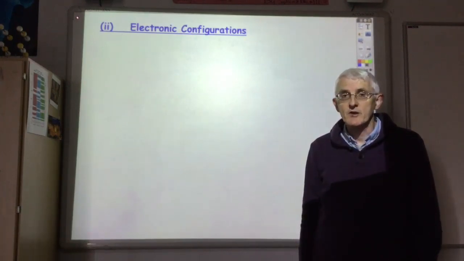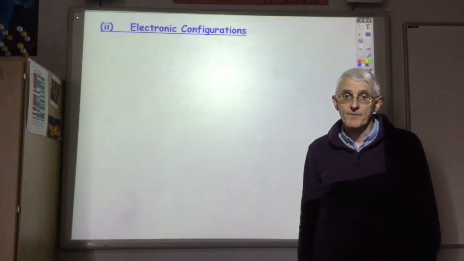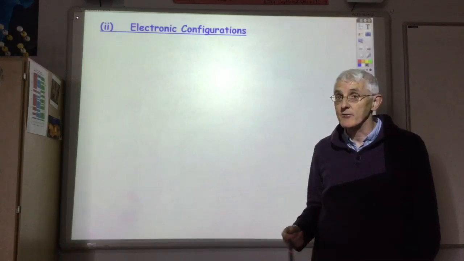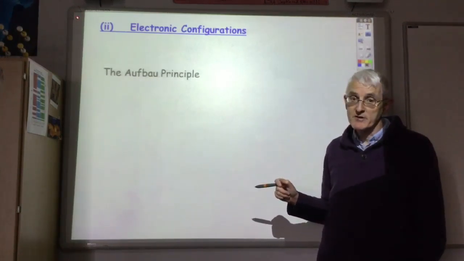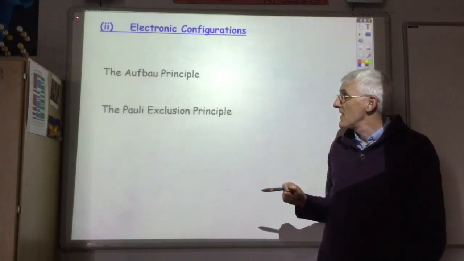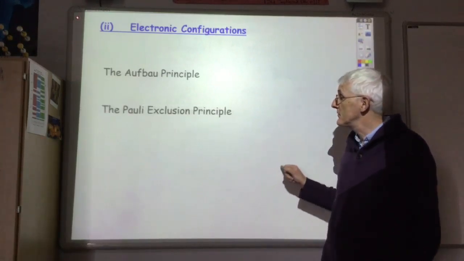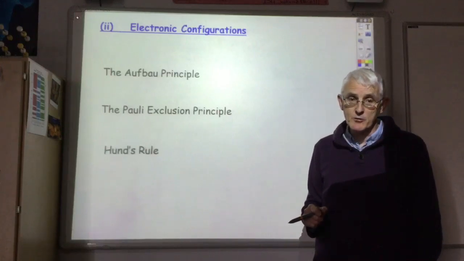So, with all this choice, where does an electron go? Well, to explain this, we have to discuss three different rules. They are the Aufbau principle, the Pauli exclusion principle, and Hund's rule.